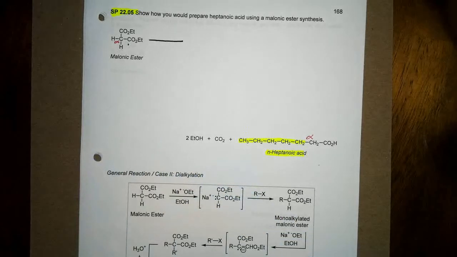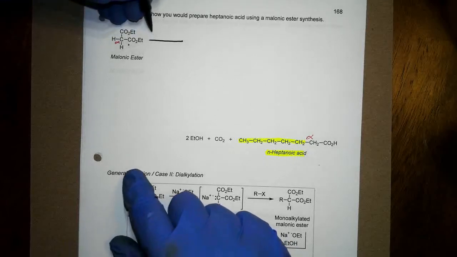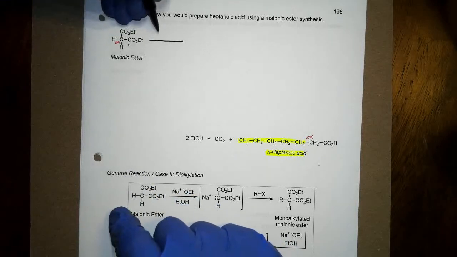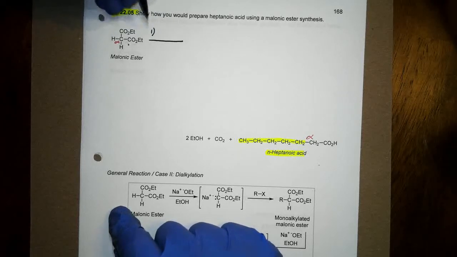You don't have to show the ionic intermediates, what I meant to say. You only have to show the covalent intermediates. So what was step 1? Step 1 was to generate an enolate, right? How do we do that?